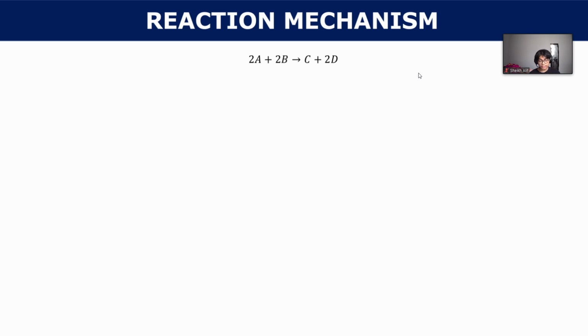So something like this reaction right here where 2A plus 2B produces C plus 2D, well, you wouldn't actually have this reaction happening all at once because the 2A and the 2B are going to signify 4 particles. And the likelihood of 4 particles colliding at the exact same time is really low. What you have instead is something called a reaction mechanism. So these are going to be a process by which a reaction occurs.